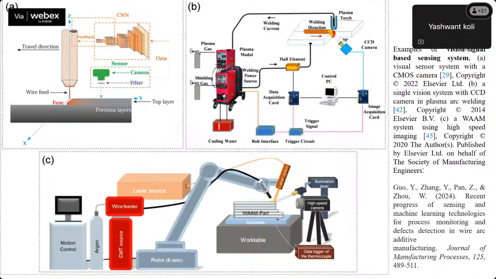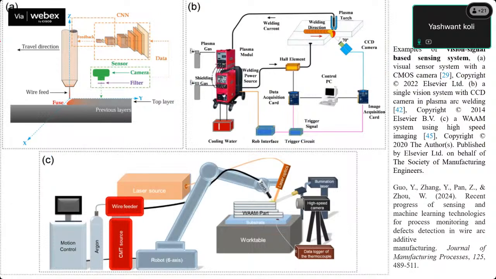So vision sensors are like CNN we are using overall. Vision sensors use cameras to monitor the welding and WAM process. It is attractive because of its high precision, fast detection speed, non-contact setup, and relatively low cost. Vision systems are widely used in weld pool monitoring, seam tracking, defect detection, and process guidance.